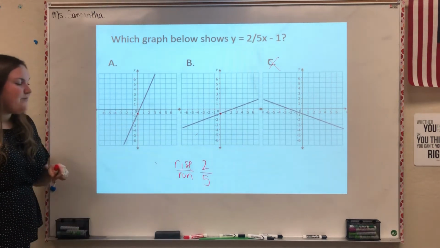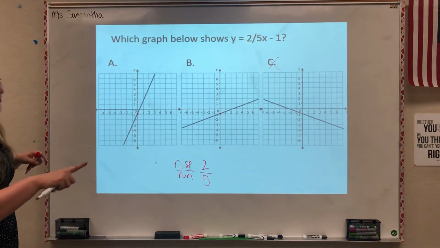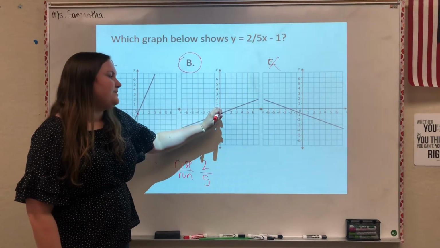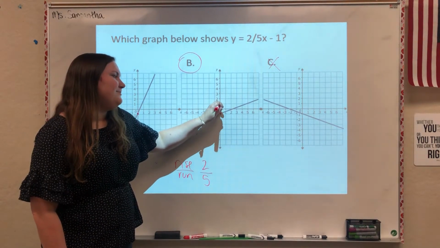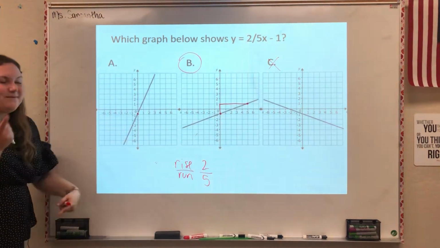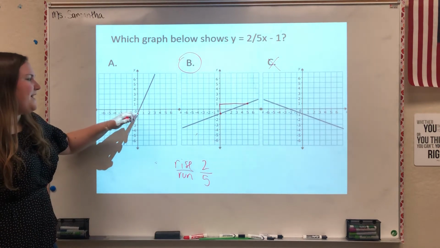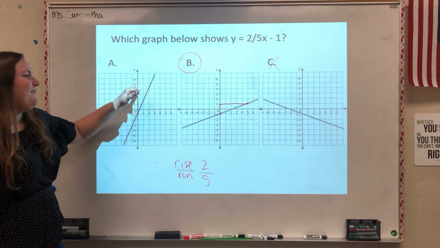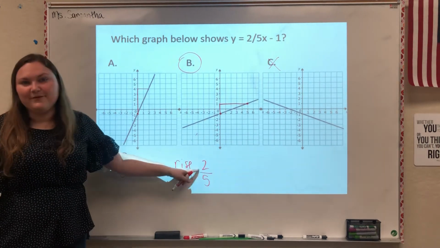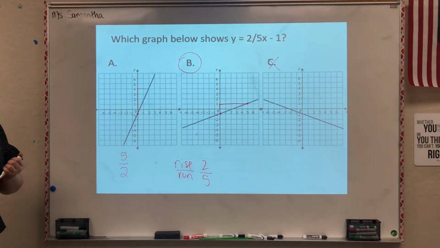So starting at that point, which graph goes up 2 and over 5? Well, that would be graph B. Goes up 2, 1, 2, and then over 5 there. This graph has got it backwards. This has got a slope of 5/2, which is opposite of what we want. So this is our first one here.